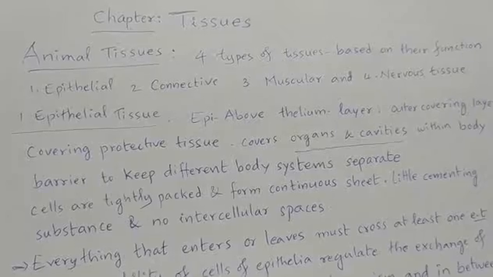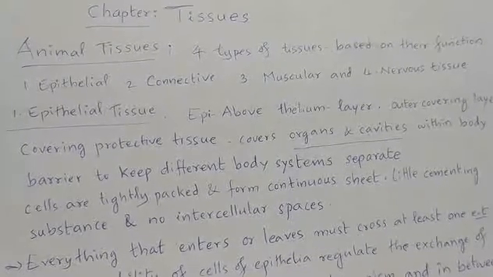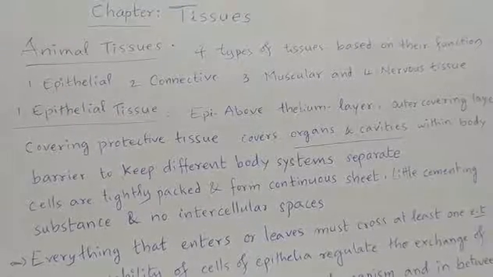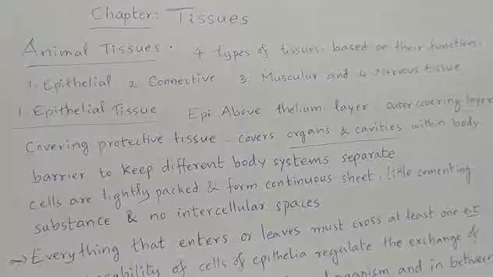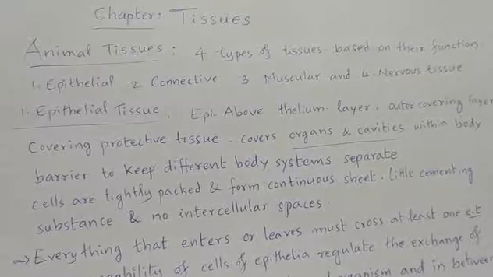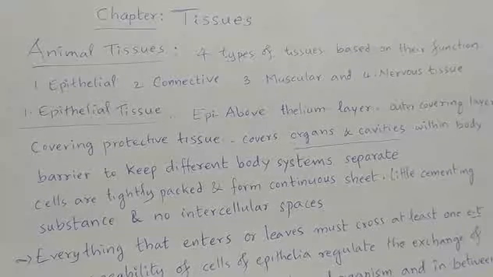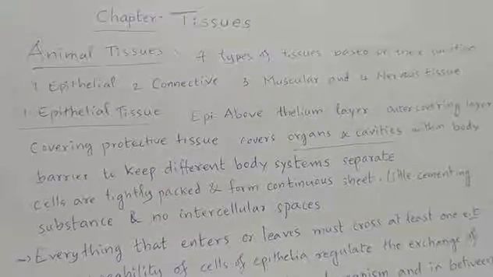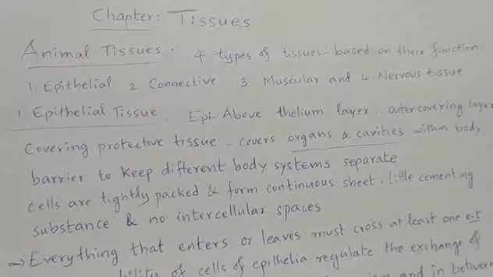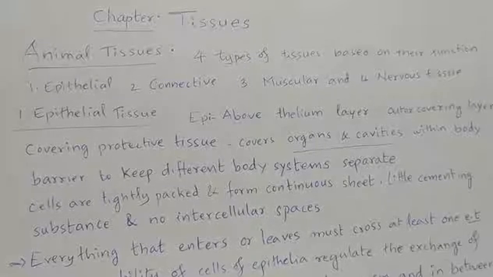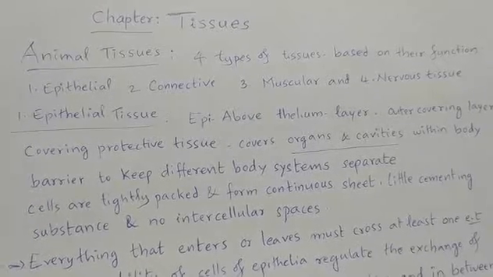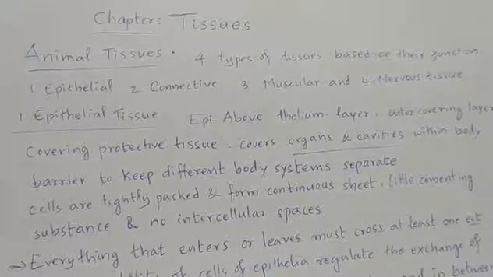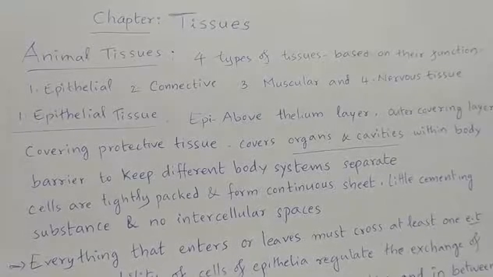it is the outer covering protective tissue. Epi means above, thelium means layer. So like outer covering layer, epithelial tissue is present above all organs and cavities within the body. Epithelial tissue acts as barrier to keep different body systems separate.